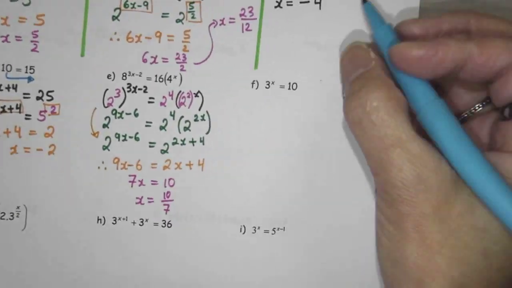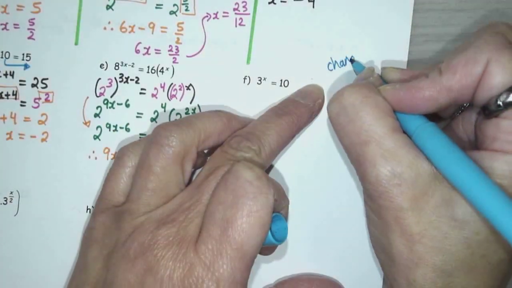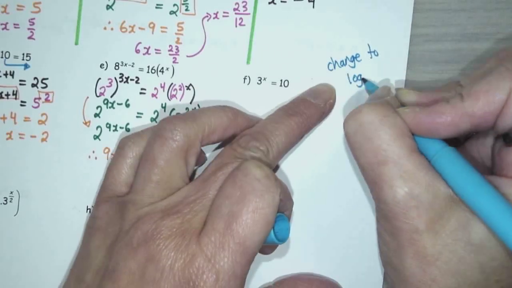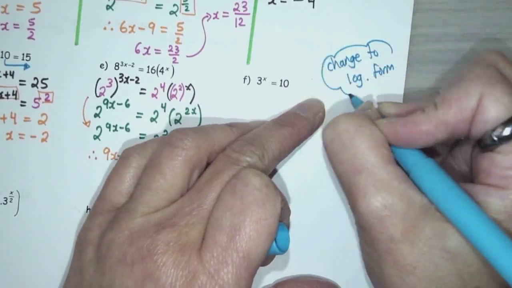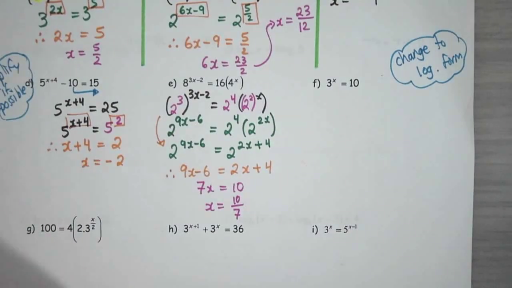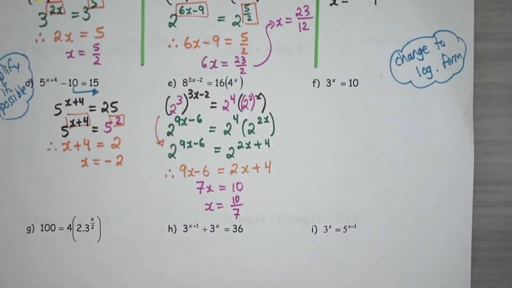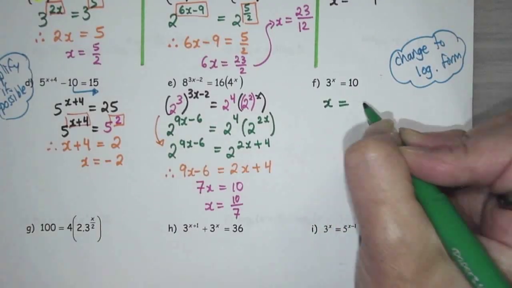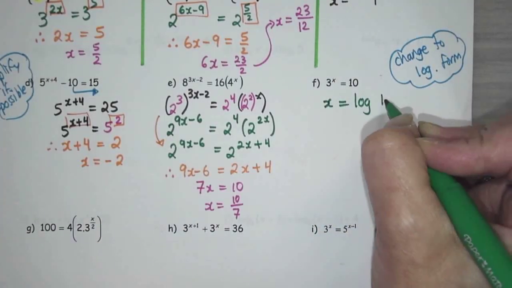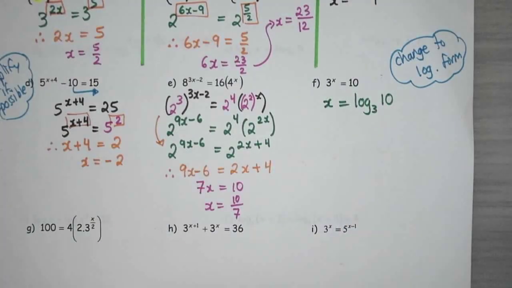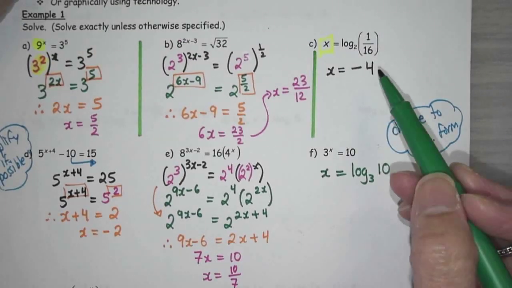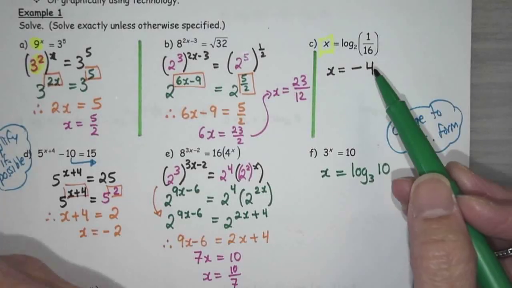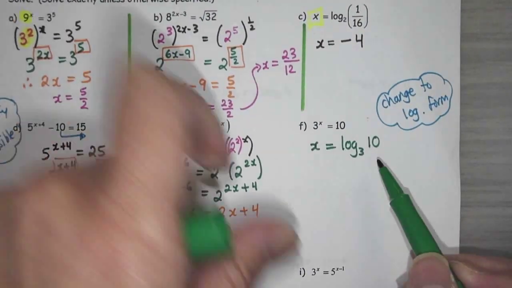So here, I'm going to change to log form. Okay, that's my strategy. If I can't do anything else, I'm going to change it to logarithmic form. So changing it to logarithmic form, I'm going to grab the exponent, x equals log of 10, and the base is 3. That's it. And then you stop there. If I can't solve it, I can't solve it. So that's kind of why I want to show this here. This one, if you can solve it, keep going. This one, I can't do anything else, so stop here.